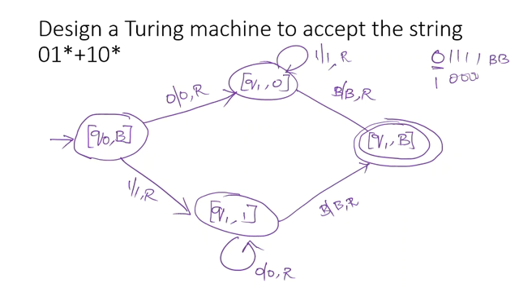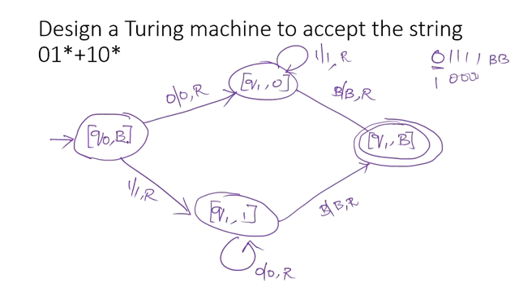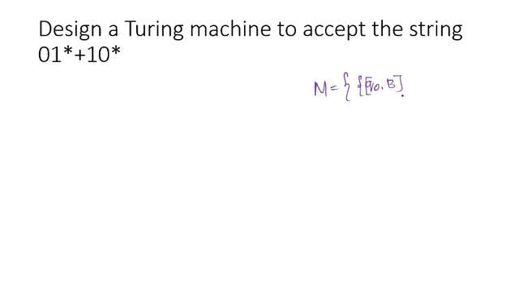Now let us see the definition of the Turing machine, M. So M is equal to, you have to write the states along with the blank symbol. So it is first Q0 with the blank symbol. You can see it is Q0 with blank, Q1 with 0, Q1 with 1 and Q1 with blank. So these are the states.